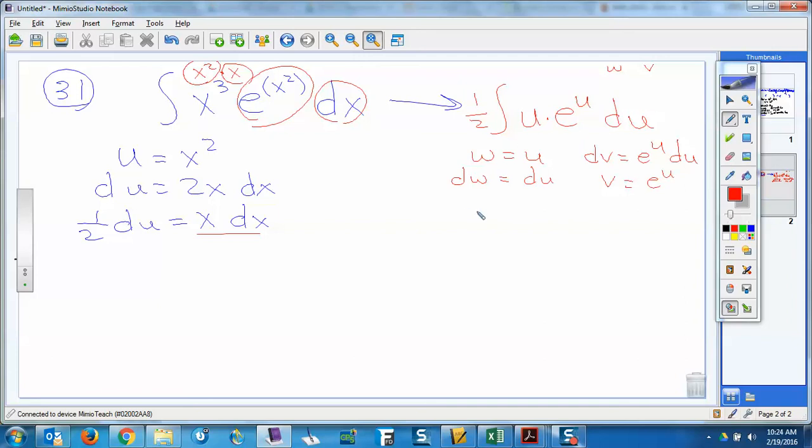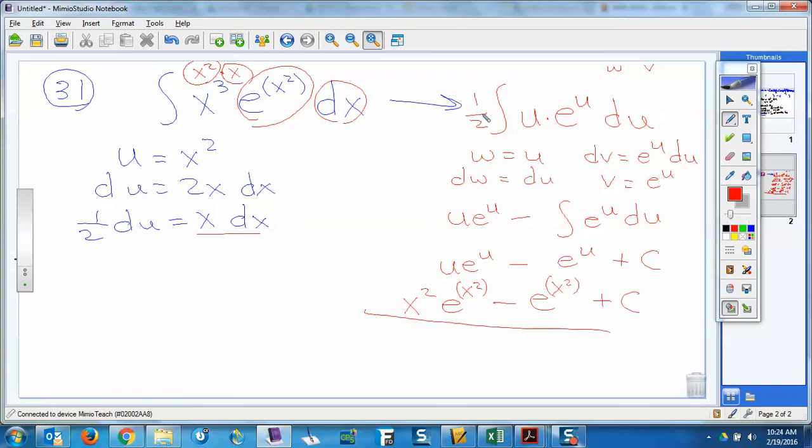So what's our formula? uv, I guess in this case it'd be wv. So it's those two multiplied together, u e to the u minus the integral of v du, or v dw in this case. So that would be e to the u, that's our v, then our dw is du. And then there we go. Now we're in good shape, because now the integral we can do. So this is u e to the u minus, and then that's just e to the u plus c. But now we got u, so now we got to put our x squareds back in. So it's x squared e to the x squared minus e to the x squared plus c.